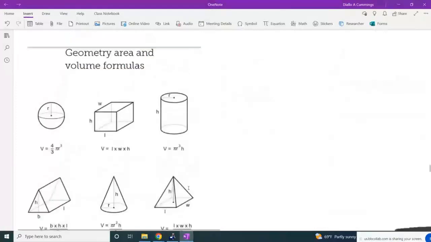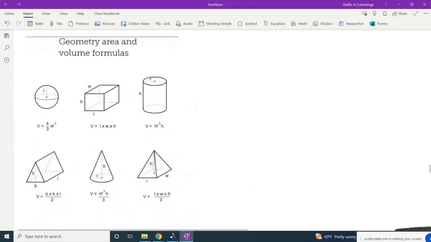So first off, we're going to talk about some formulas for volume. In order to find the volume of a three-dimensional object, we've moved from two-dimensional objects with perimeter and area, and now we're talking about three-dimensional objects and volume. Keep in mind that volume is the amount of water, the capacity of a three-dimensional object.